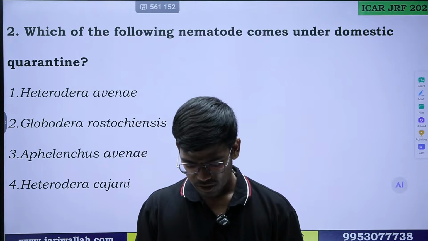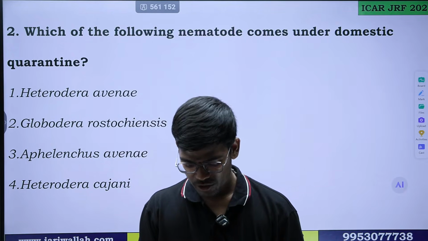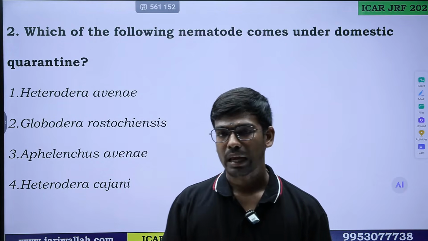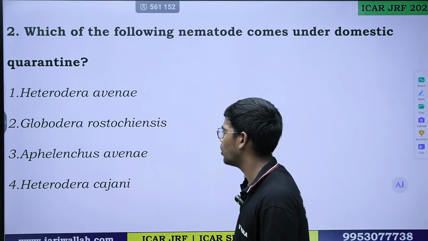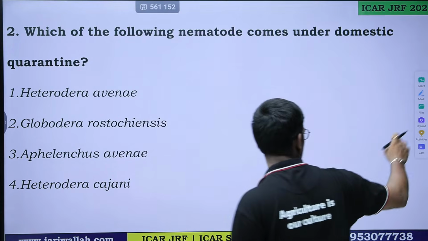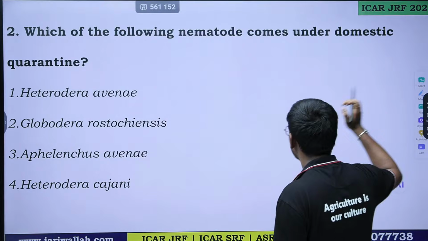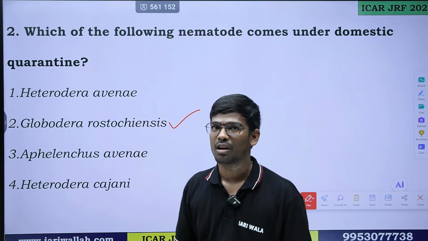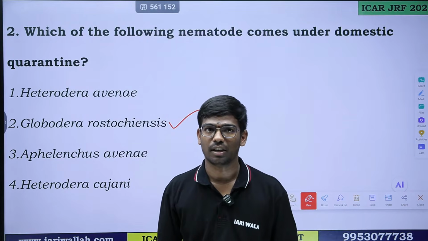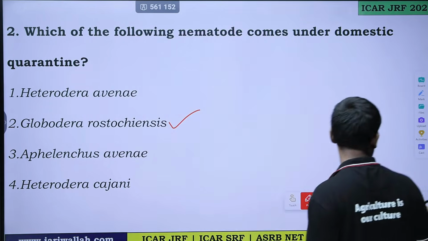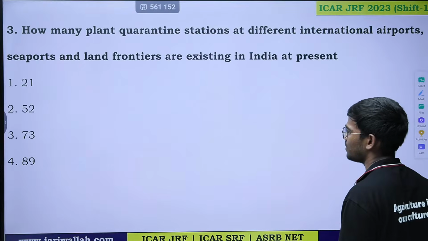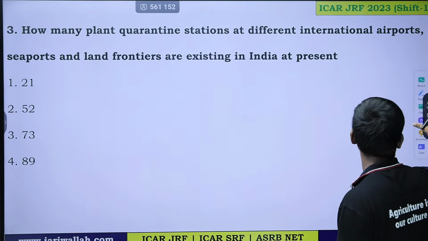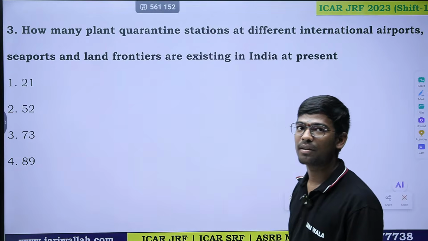Now many students are responding. Good, it's correct: Globodera rostochiensis, the potato golden cyst nematode, is under domestic quarantine. This is something you need to answer.